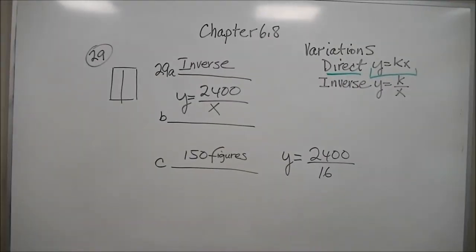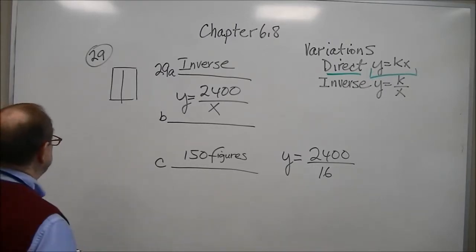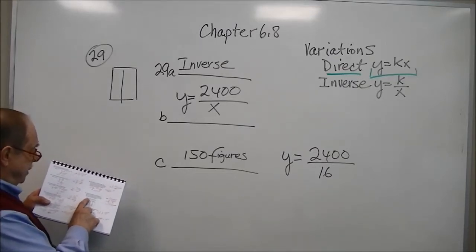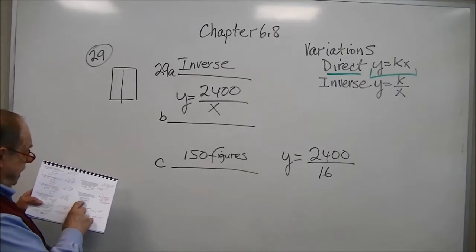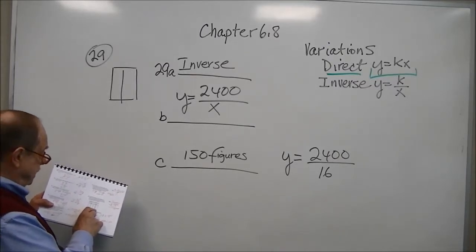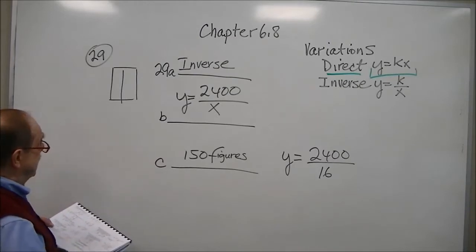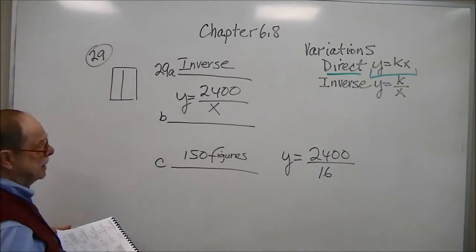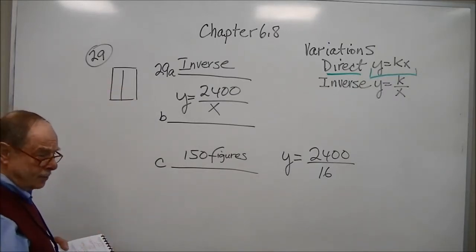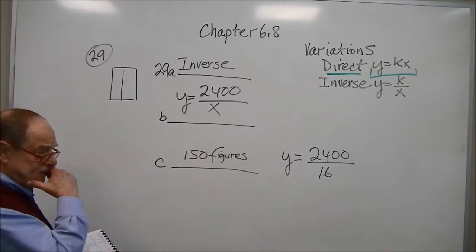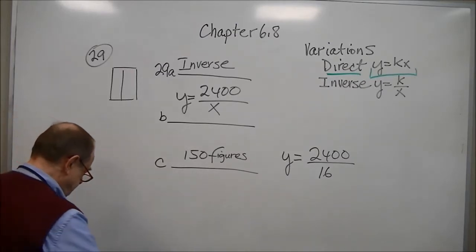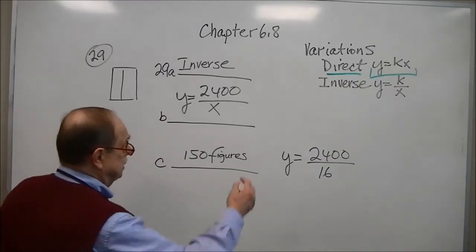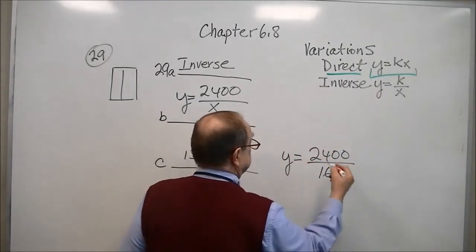Okay, to wind this up, we'll do number 29. And again, they have a little chart. Talks about the number of artists and the number of figures that can be produced. And they're wondering, as you look at this data, what kind of data does it look like? Does it look like direct variation or inverse variation? Now, an interesting thing occurs when we look at this formula, by the way, over here for inverse.